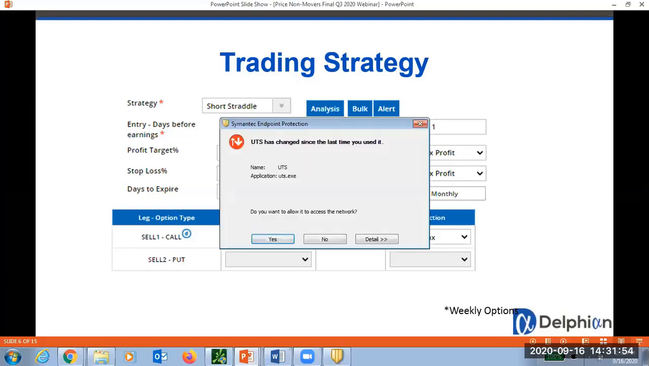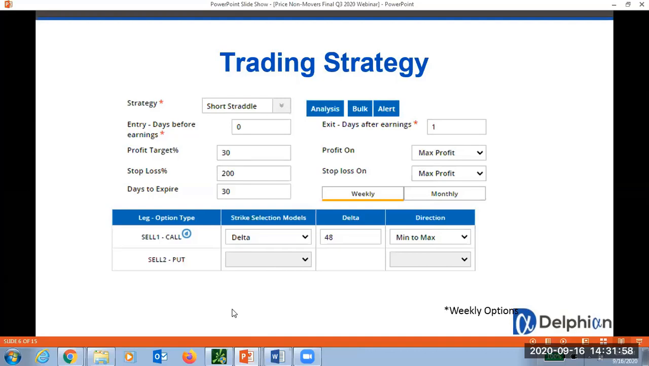And we're basically selling the at-the-money call and the at-the-money put. So again, we're selling a delta 48 on the call side, and if a 48 is not available, as Josh had mentioned, it just kind of creeps up from there, 49, 50, until the system finds an option to backtest for us.